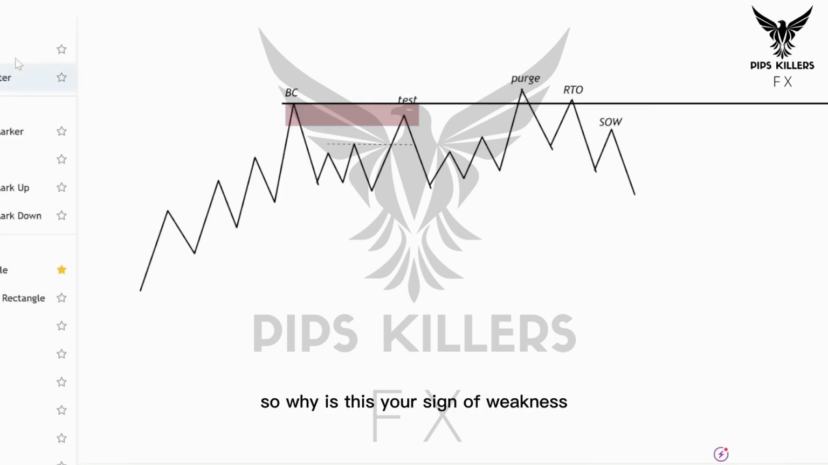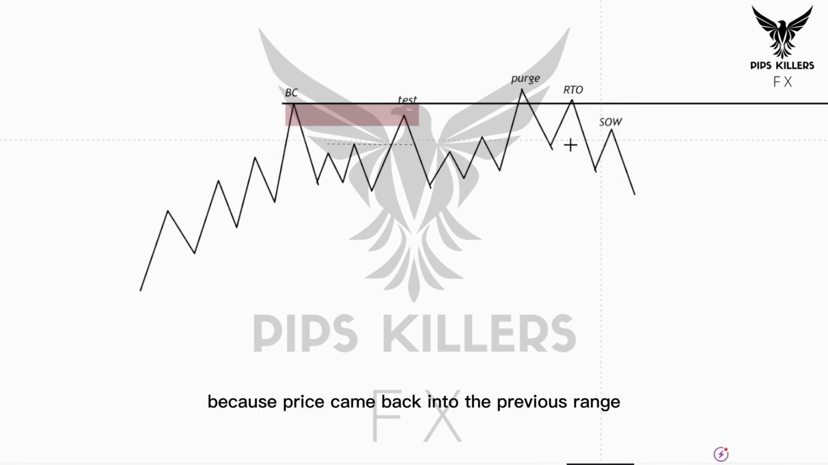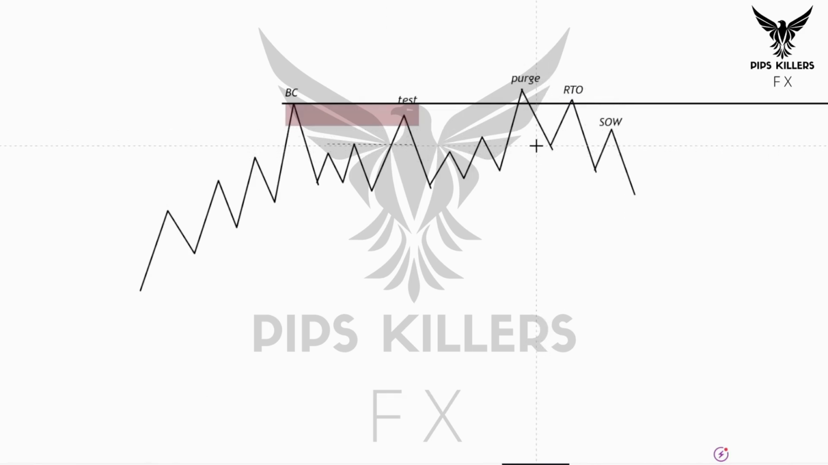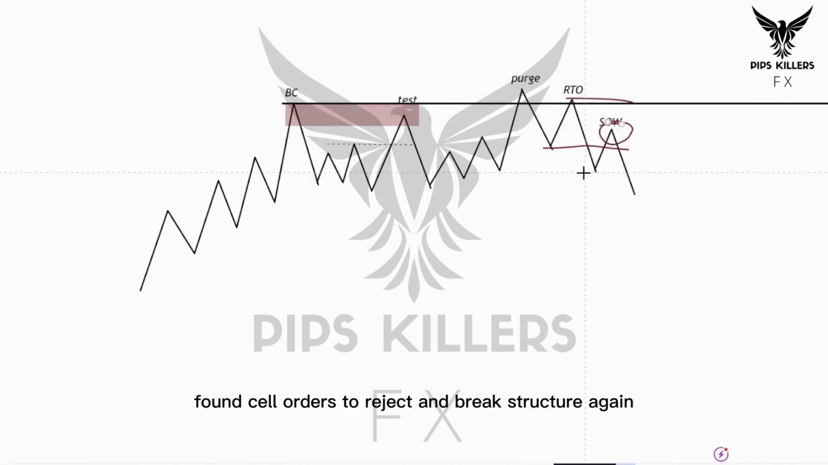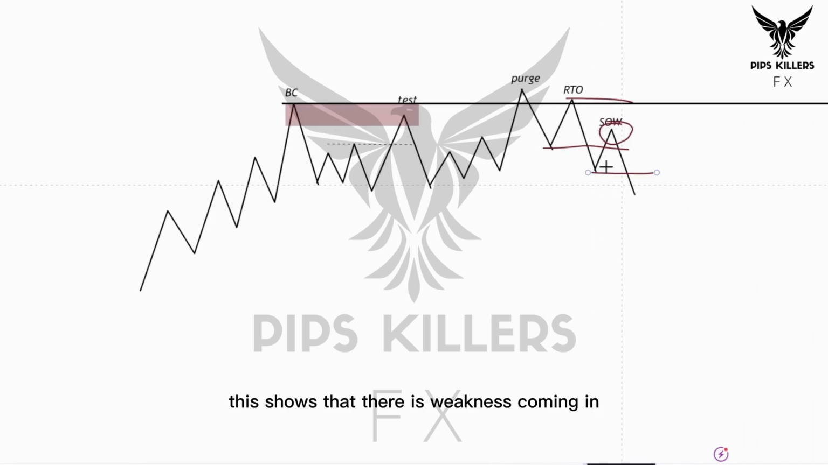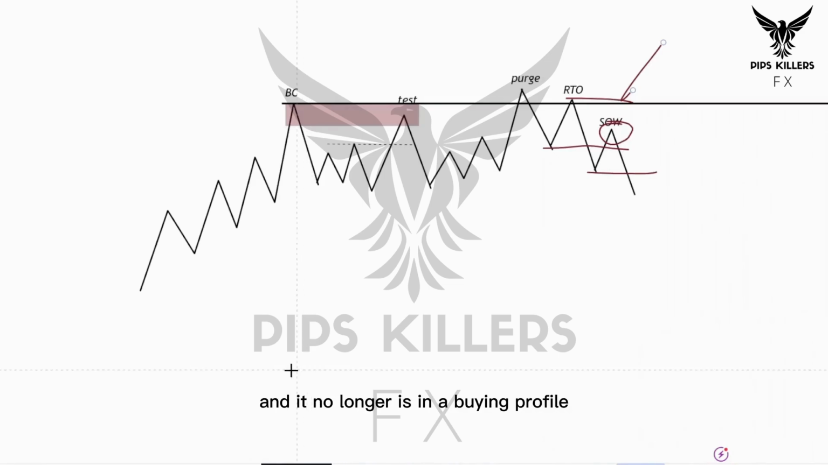Okay, let's get back to this. So why is this your sign of weakness? Because price came back into the previous range. Price came back to the previous range, found sell orders to reject and break structure again. This shows that there is weakness coming in. Selling pressure is starting to pile up, and it no longer is in a buying profile.